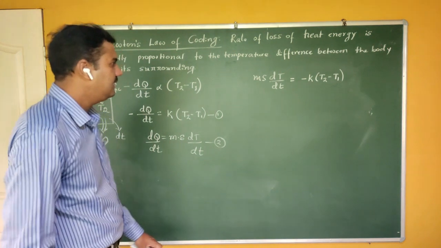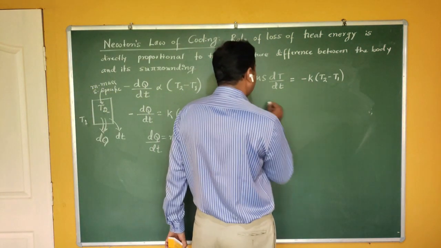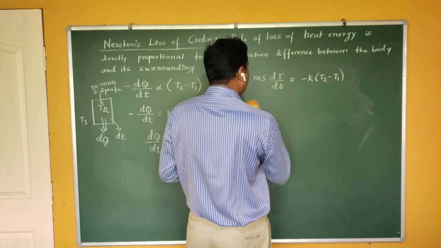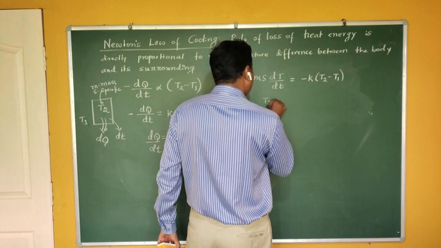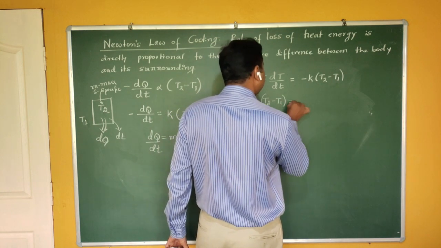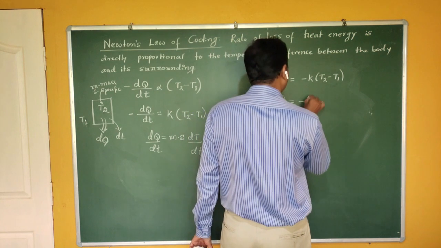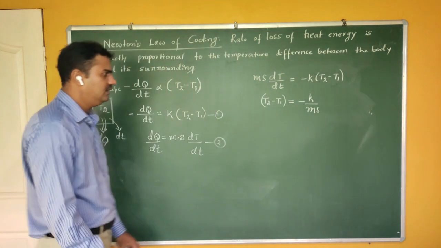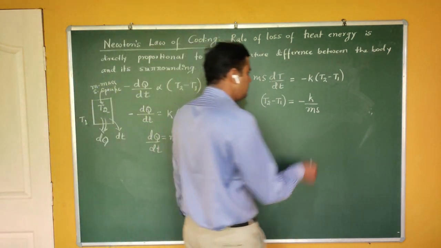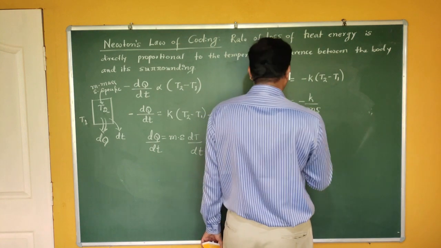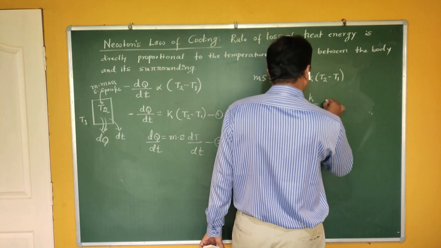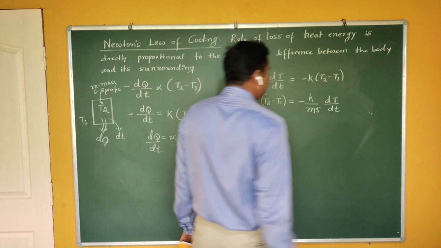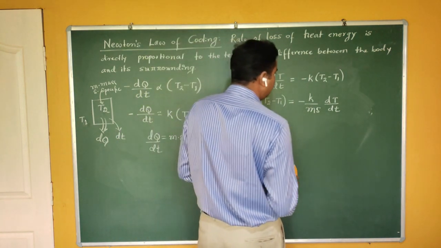Let me go for the mathematical modification. If I take the constants to the other side, here it becomes dT by dt. Or if I write T2 minus T1 like this, then T2 minus T1 is equal to minus k by ms. k is a constant, m is the mass of the body, that is constant, s is the specific heat constant. So these are constants, into dT by dt.